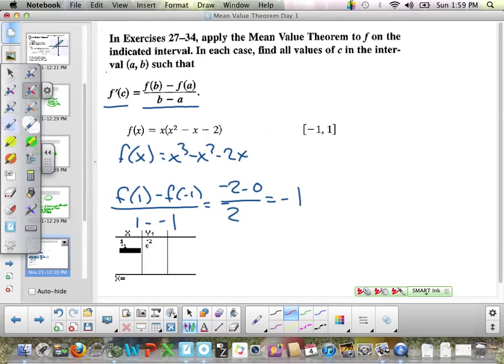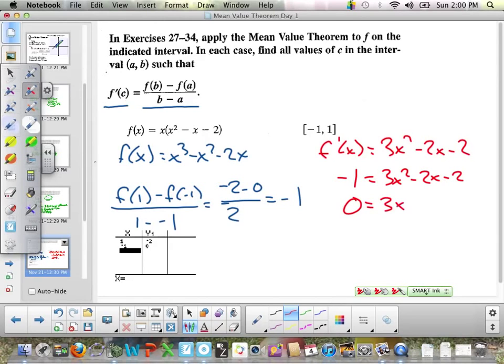Well, to do that, I should probably find the derivative. That would be 3x squared minus 2x minus 2. And we'll set that to -1. -1 equals 3x squared minus 2x minus 2. To solve the quadratic, you want it equal to 0. 3x squared minus 2x minus 1. Use the quadratic formula, or you can factor. We got 3x and 1. It's got to be plus 1.